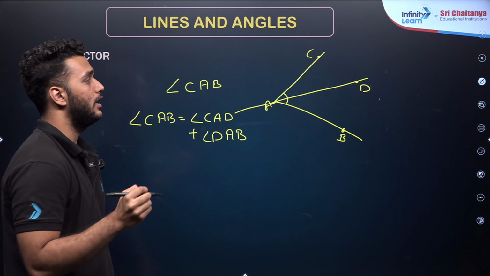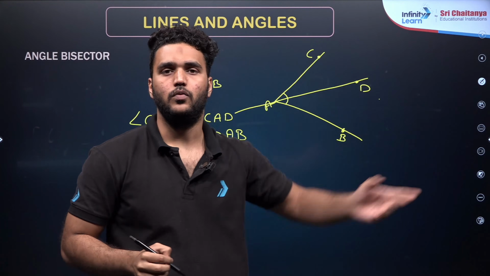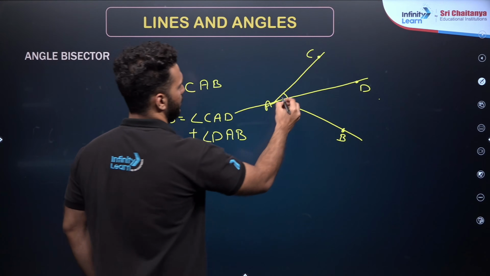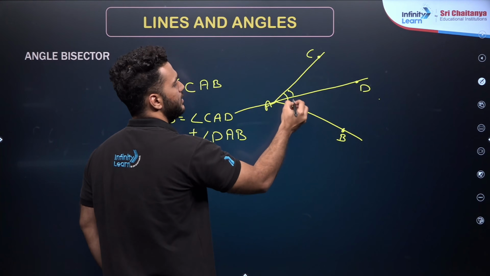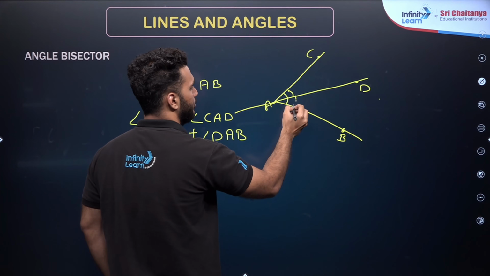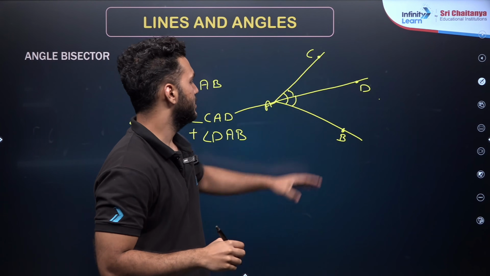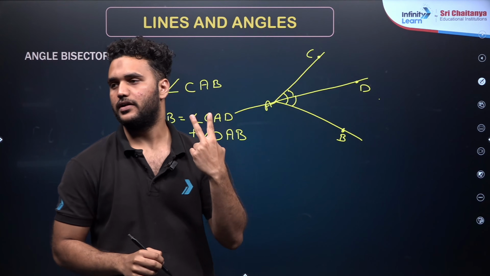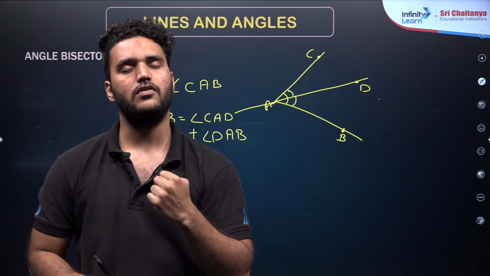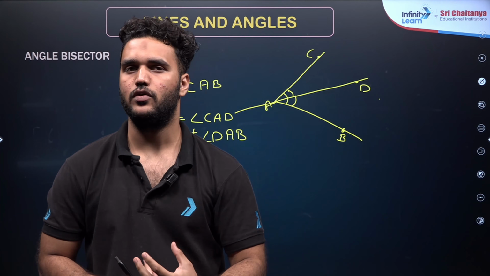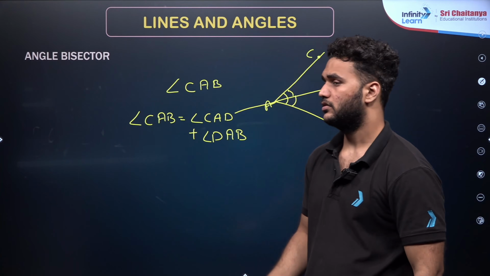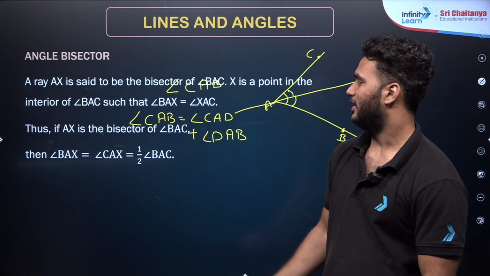But the line AD will be considered as an angle bisector if the angle CAD and angle DAB become equal. It means this line is dividing this complete angle into two equal parts. If it is dividing into two equal parts, then the line AD will be known as the angle bisector. Now is it clear? Next, and this is the definition.